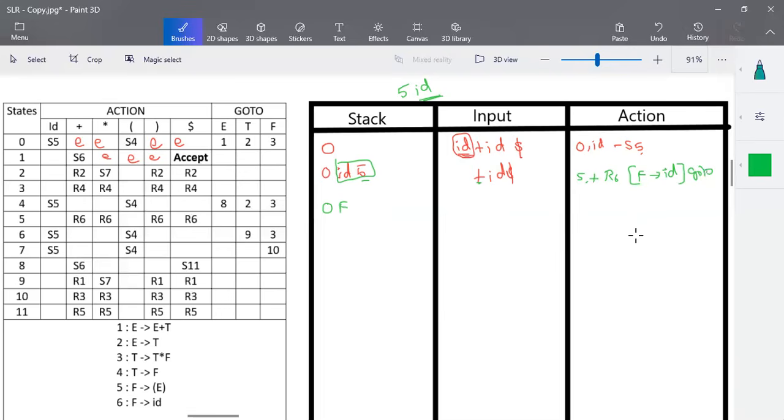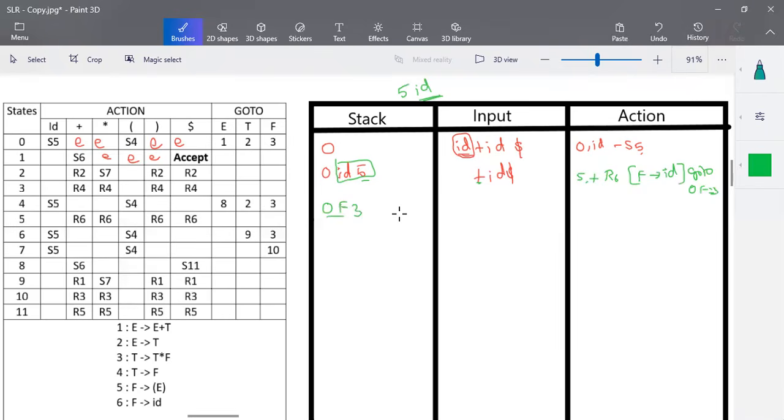Each and every reduce operation is followed by a goto operation. The reason is the topmost element of the stack should be a state. So we have to consider the last two elements left in the stack, that is 0 and F, and we have to check the corresponding entry for 0 comma F. 0 comma F consists of 3. So we'll be pushing this 3 into the stack.